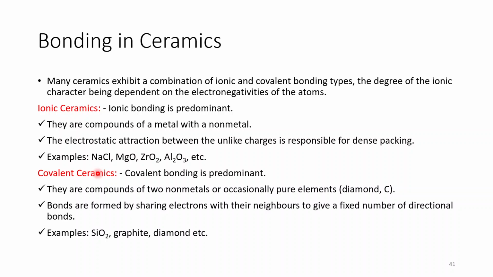In these examples you can see that sodium and chlorine sit very far apart in the periodic table, similar to aluminum and oxygen, zirconium and oxygen, and magnesium and oxygen. Next is covalent ceramics. In this case, covalent bonding is predominant. These are compounds of two non-metals, or occasionally a pure element such as diamond, carbon. Bonds are formed by sharing electrons with their neighbors to give a fixed number of directional bonds. Examples include silica, graphite, diamond, etc.